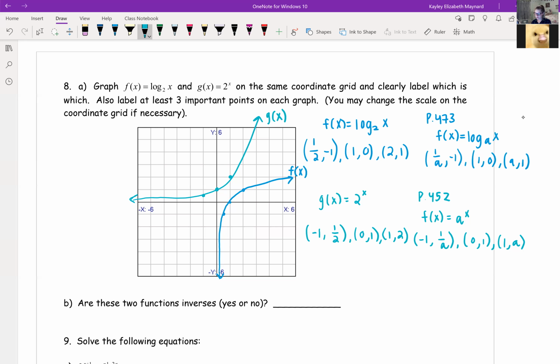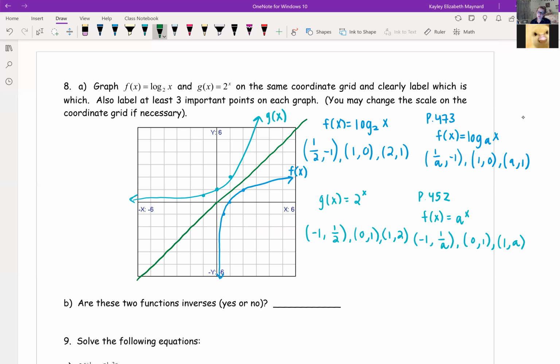So going on to question B, it says, are these two functions inverses? If you remember, the property of inverses is that the inverse of f of x is just that function reflected across the line y equals x. So if we look at what that looks like, we can see that this is true for our two functions. You can see that one is definitely just the other reflected across that line.